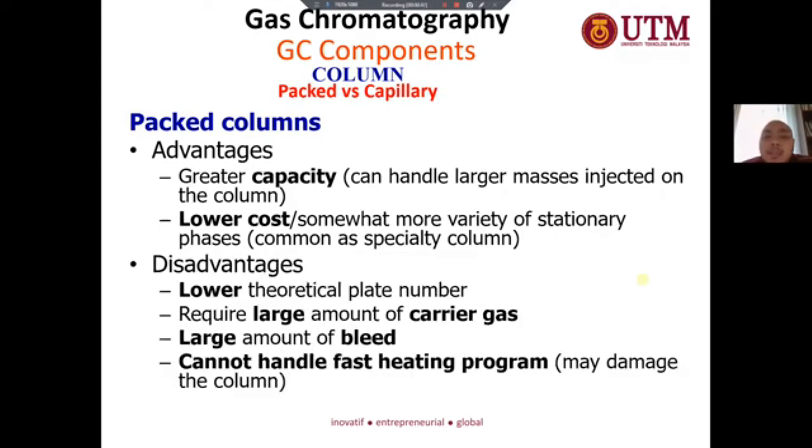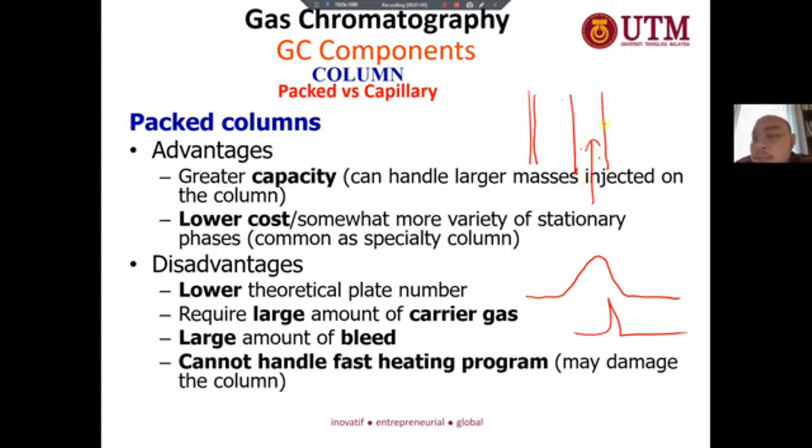But the packed column has a lot of disadvantages. First, lower theoretical plate number means that the efficiency is not that great. It means that the peak you will get is broadened. It's not sharp. That is the problem with the packed column. Then it requires a large amount of carrier gas. Of course, compared to the capillary column, which is very small, the packed column is much huger. So you need a higher volume of the mobile phase or carrier gas to bring your analytes until they reach the detector.